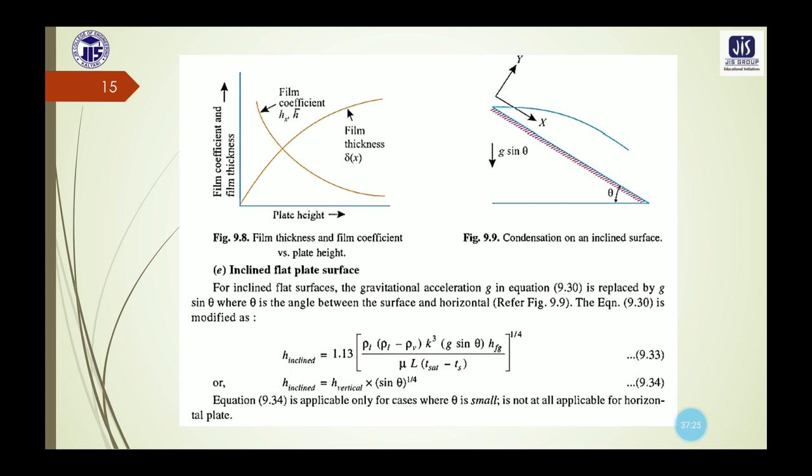Now the equation for h inclined, that is the film coefficient in the case of an inclined plate surface, can be represented like this, where instead of g we have put the term g sine theta. That means h inclined is h vertical into sine theta to the power 1/4. This equation 9.34 is applicable only when theta is very small, and it is not applicable for a horizontal plate.